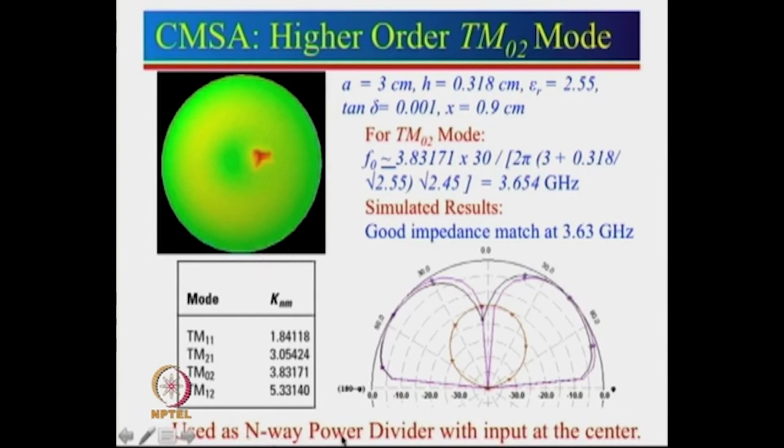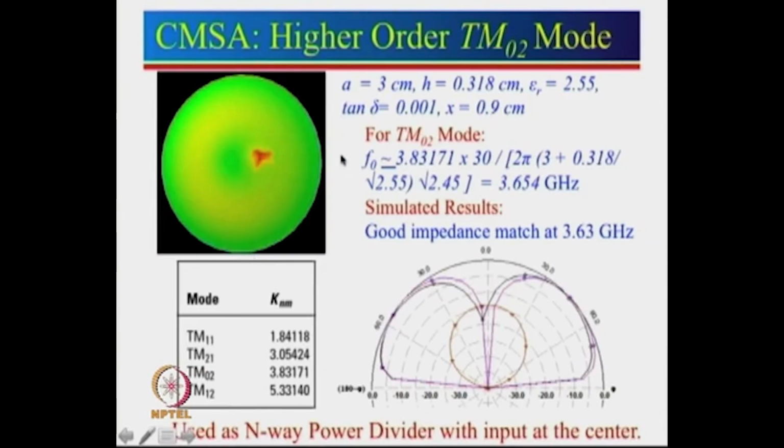So now let us see an application where we want to use this particular configuration as an N-way power divider. Let us say we feed here, and I take the output from here and here. This actually becomes a two-way power divider. Let us say you want a four-way power divider, so you put one output here, one there and one here. So that will become a four-way power divider.